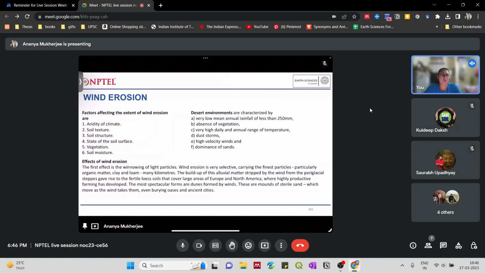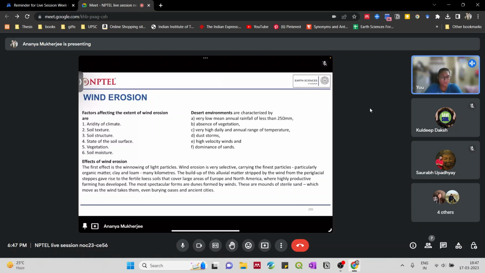It's going to have a very high daily and annual range of temperature. As we discussed before, the daytime is going to be very hot, and night time it's going to be very different. So the diurnal temperature variation is going to be very high in desert regions. You will see a lot of dust storms, where a lot of fine grained sediments are picked up by the wind, and because the velocity is so high and it's blowing over a large area, it can create dust storms.